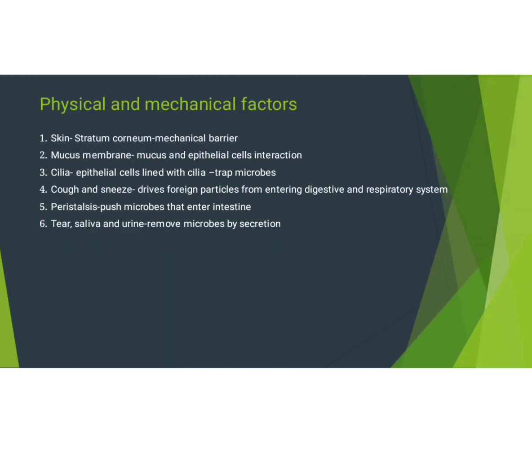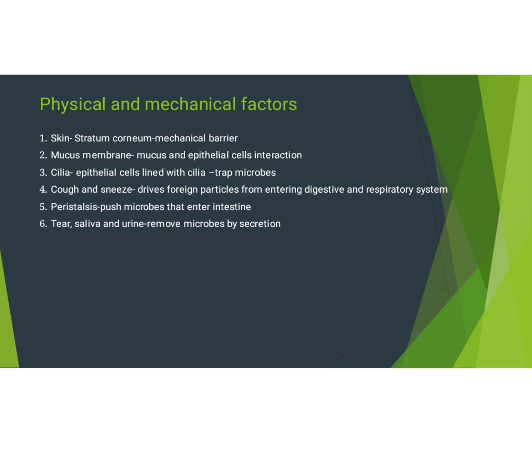First one is skin. The skin has a layer called the stratum corneum, which acts as a mechanical barrier and protects our body from the entry of pathogens. Second, we have the mucous membrane in different parts of our body which secretes mucus, and there is an interaction between the epithelial cells and the mucus, thereby preventing the entry of pathogens. Third is the cilia. The epithelial cells present in the nose and other parts of the body are lined with cilia, and their main role is to trap the microbes and kill them.